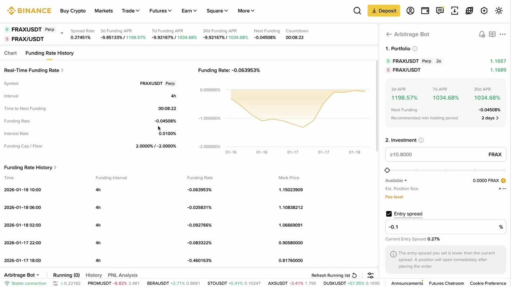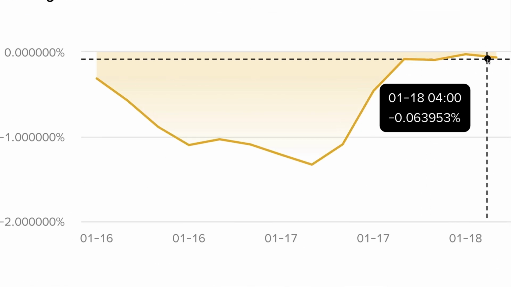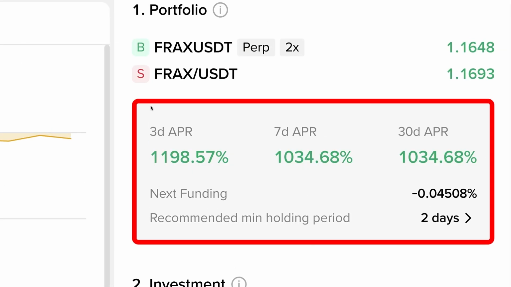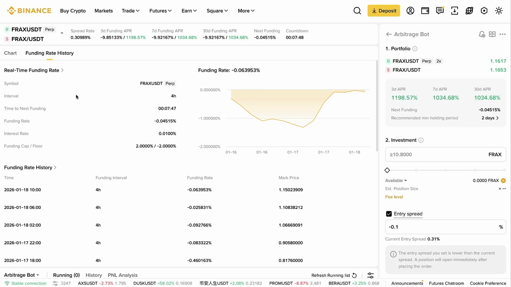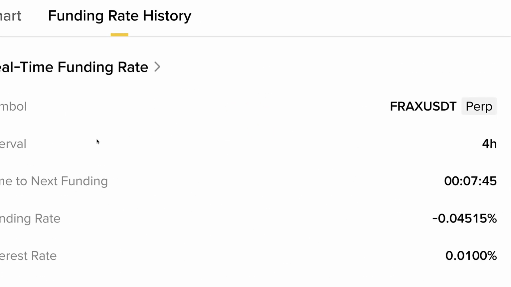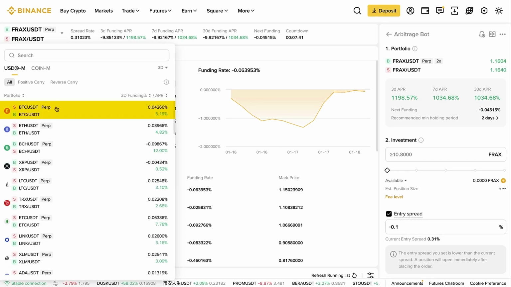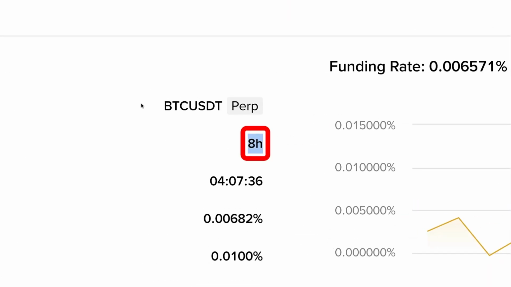Frax versus USDT. You can see here there was a massive dip in the funding fee, and now it's going higher again, and soon it will most likely go positive again, and it estimates that APR based on this dip. So this doesn't give you a realistic view of the long-term earnings. You notice here that the interval for funding fee for this one is every 4 hours. For the most famous ones like BTC USDT, it's every 8 hours.